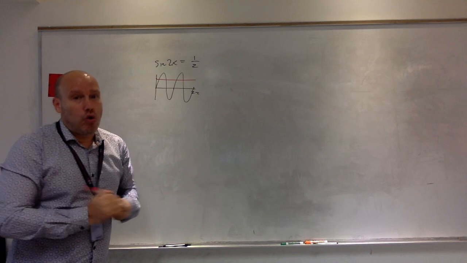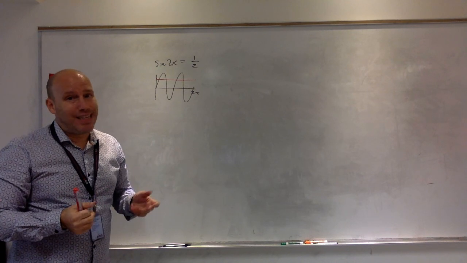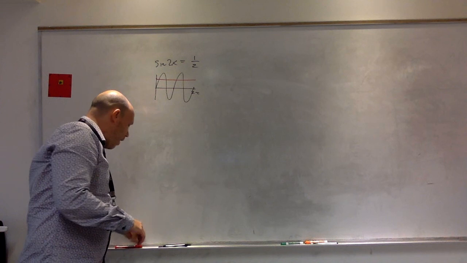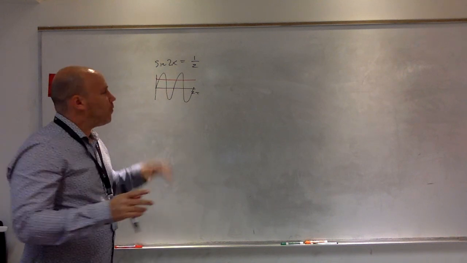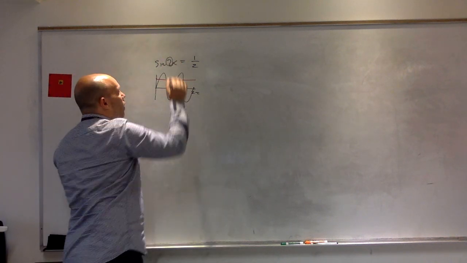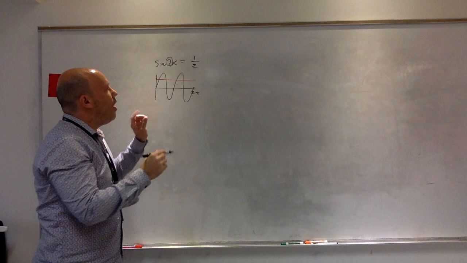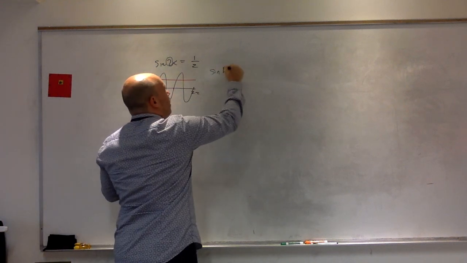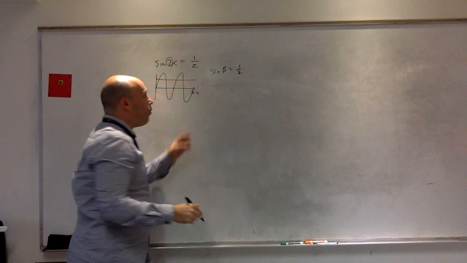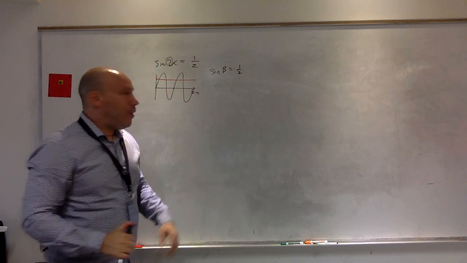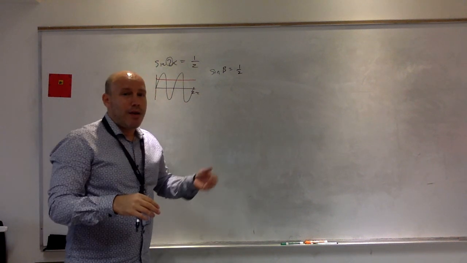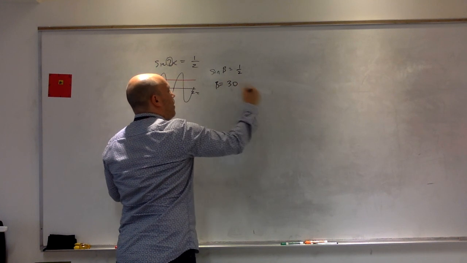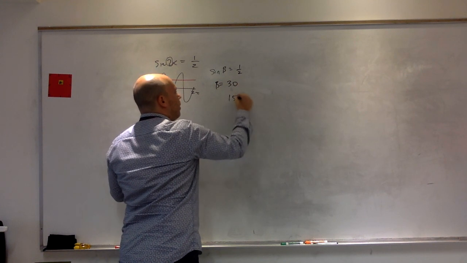Well, first of all, you could always put it in your GDC and find the intersection points. That's no big deal. How do we solve it? Here's my technique. When you see the 2, you have 2 cycles, but we're going to rewrite this as sine of b equals a half. Now, we know that there are 2 solutions: b equals 30 and b equals 150.